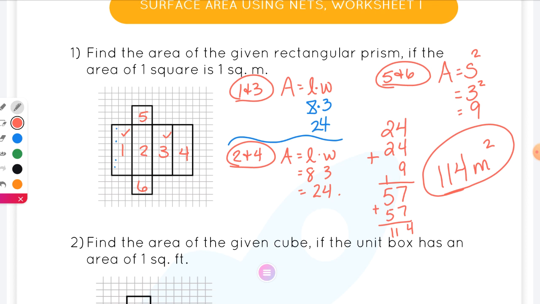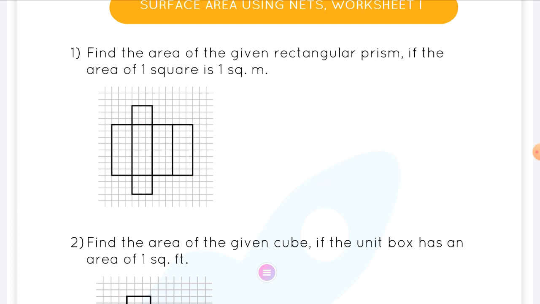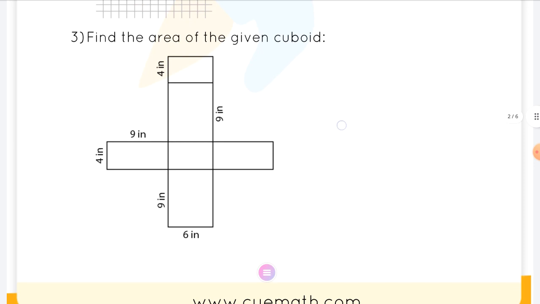Parker? I have a question. Why does it say that if the area of 1 square is 1 square meter? Because sometimes they might tell you that one of these squares is worth like half. Oh, I thought it meant like the whole thing. No. Okay, we're actually going to go down to example 3.